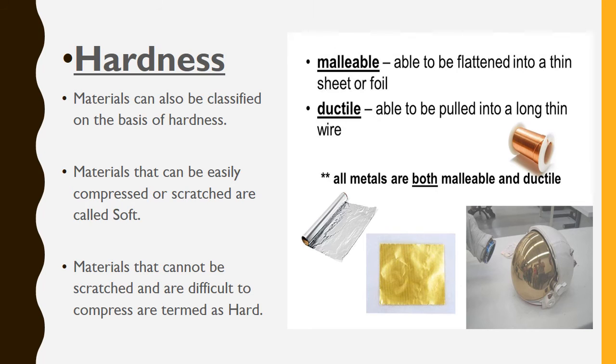Based on this property, we can make metals malleable and ductile. Malleable means able to be flattened into a thin sheet or foil. For example, aluminium foils use the malleability property. And ductile means we can make metal like copper into thin wires. So we can say all metals are both malleable and ductile. Malleability is making a metal into a thin sheet or foil. Ductility is making it into a thin long wire.